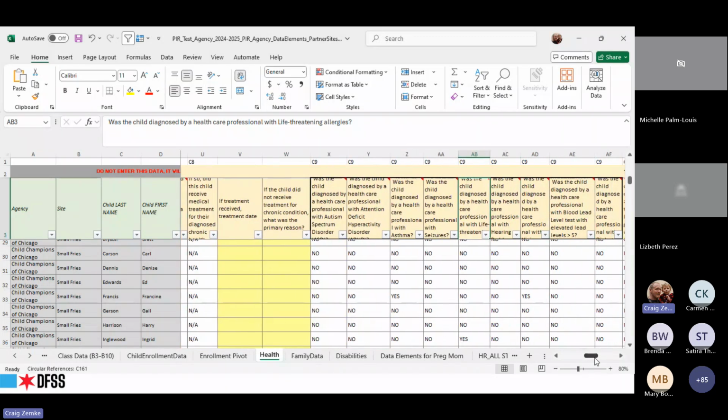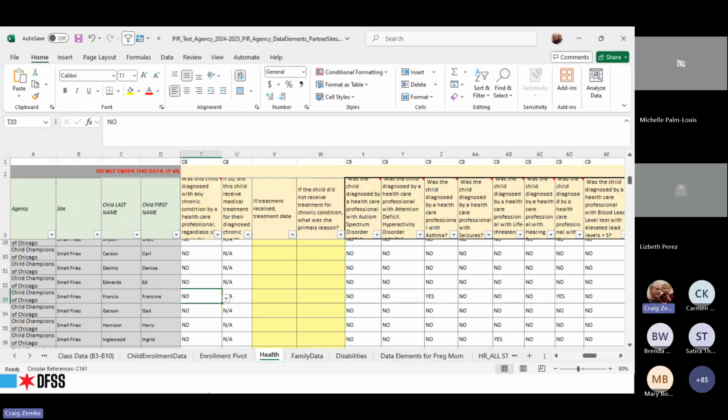So if I see a situation like this, where yes, the child is diagnosed with vision problems, right? Yes, they're diagnosed with asthma, but then I look over here, were they diagnosed with any chronic condition, and that says no. That's wrong. Okay, there's two of them over there. This should be yes. So these should agree. So make sure that they do. Again, here, yes, life-threatening allergies. This says no. It should say yes.